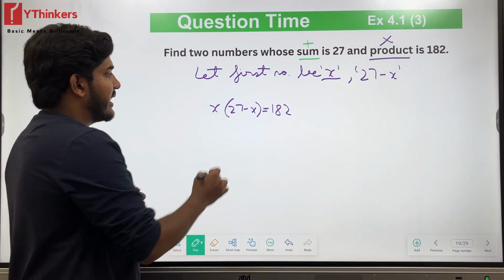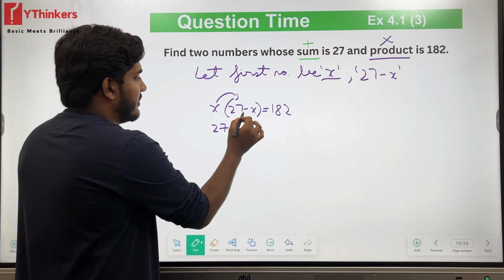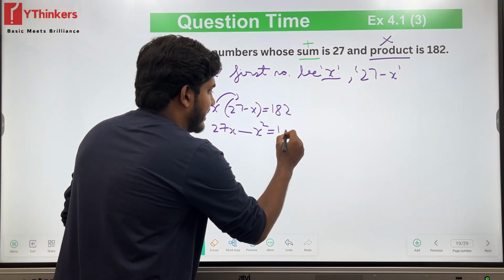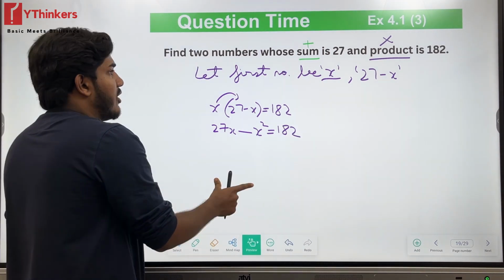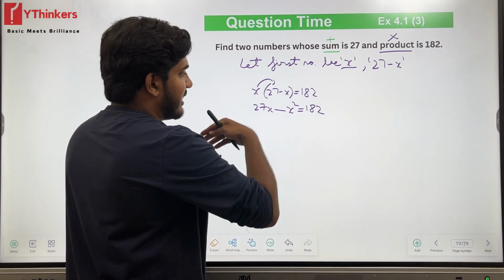Now I should open the bracket. x into 27 is nothing but 27x, plus minus x into x is minus x square, equal to 182. This is not in the form of a quadratic equation. So what I should do is make the right-hand side zero.